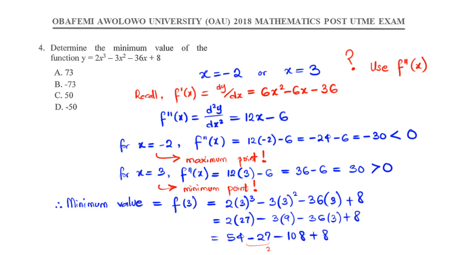That means the minimum value of the function y is equal to 2x raised to power 3 minus 3x squared minus 36x plus 8 is minus 73. And that is our option number B. Yes, that's it.